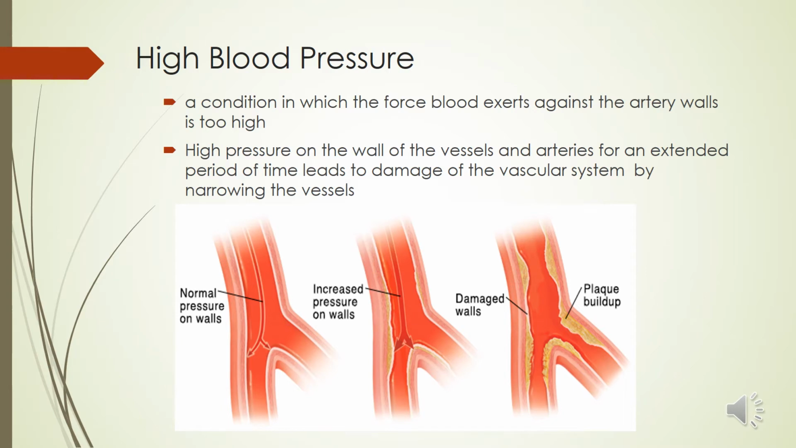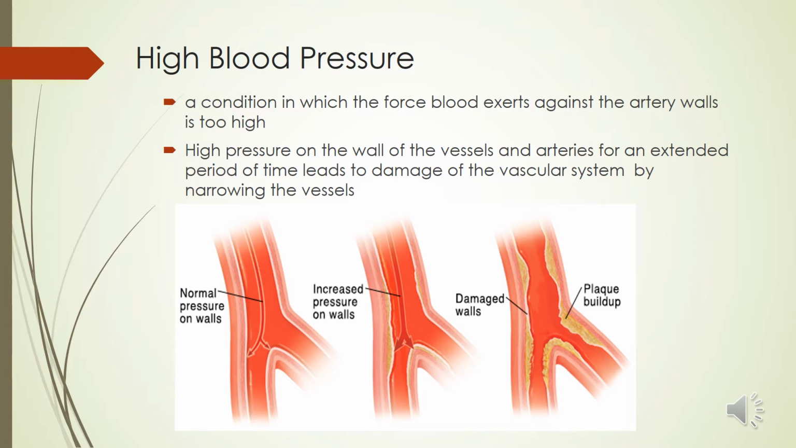As talked about before, we talked about generally what blood pressure is. However, there's a condition called high blood pressure, in which the force blood exerts on the arterial wall is too high. High blood pressure on the wall of the vessels and arteries for an extended period of time leads to damage of the vascular system by narrowing the vessels. The narrowing of the vessels causes an increase in the pressure. According to the CDC, 1 in 3 American adults has high blood pressure.